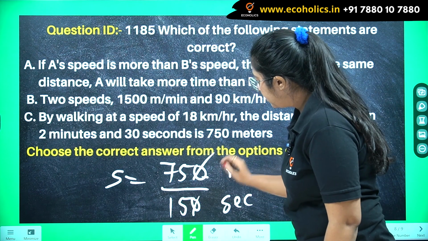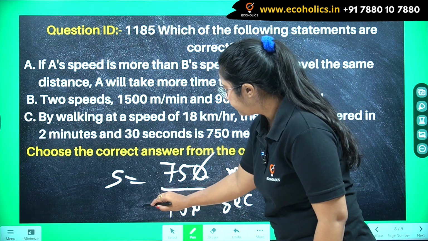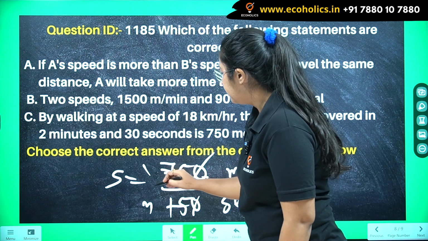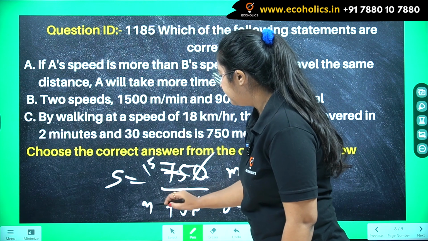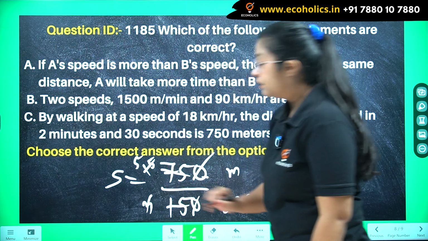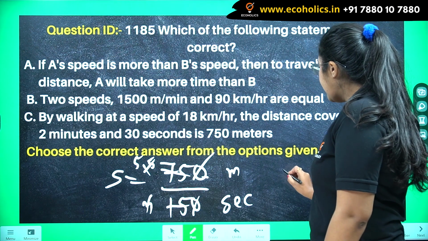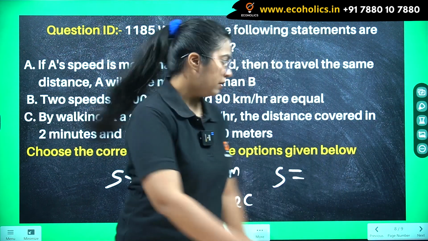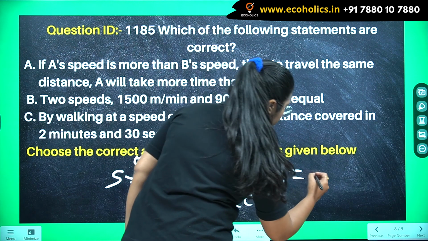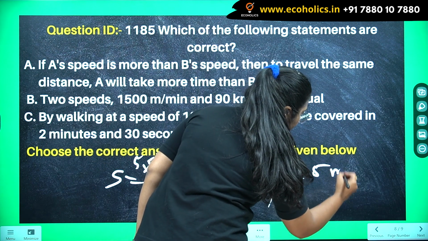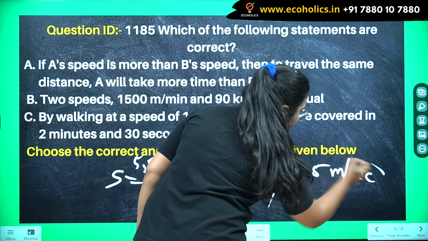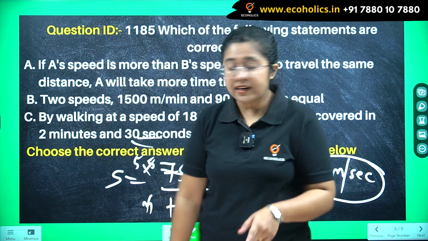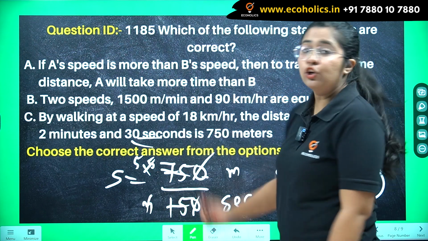Okay, so 5 3s are 15 and 5 1s are 5, 5 5s are 25. Okay, and 3 5s are 15. So speed has to be how much? Speed is 5 meter per second. Okay, now 5 meter per second we should get equated to 18 kilometer per hour.